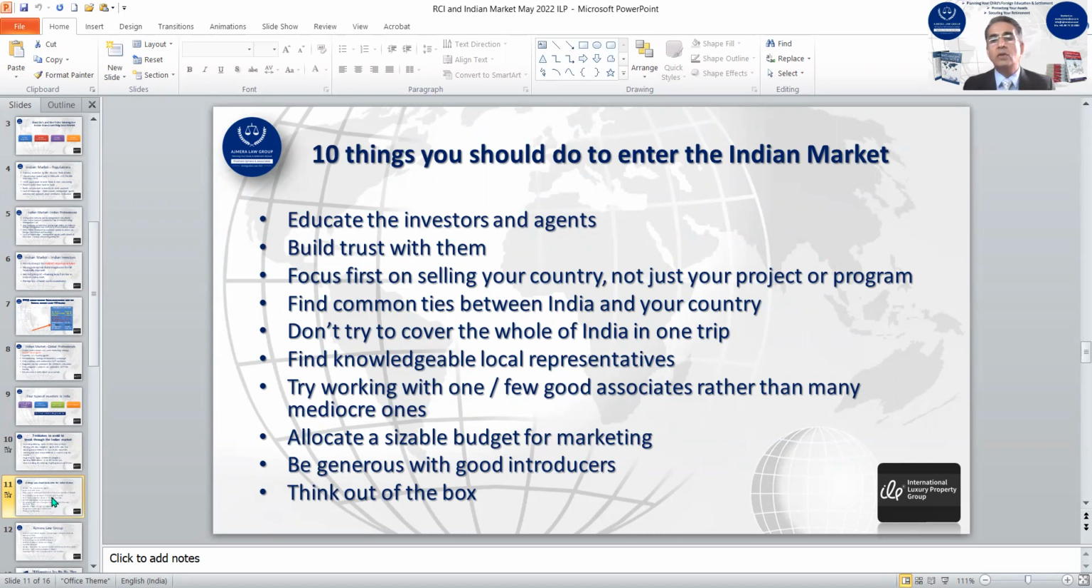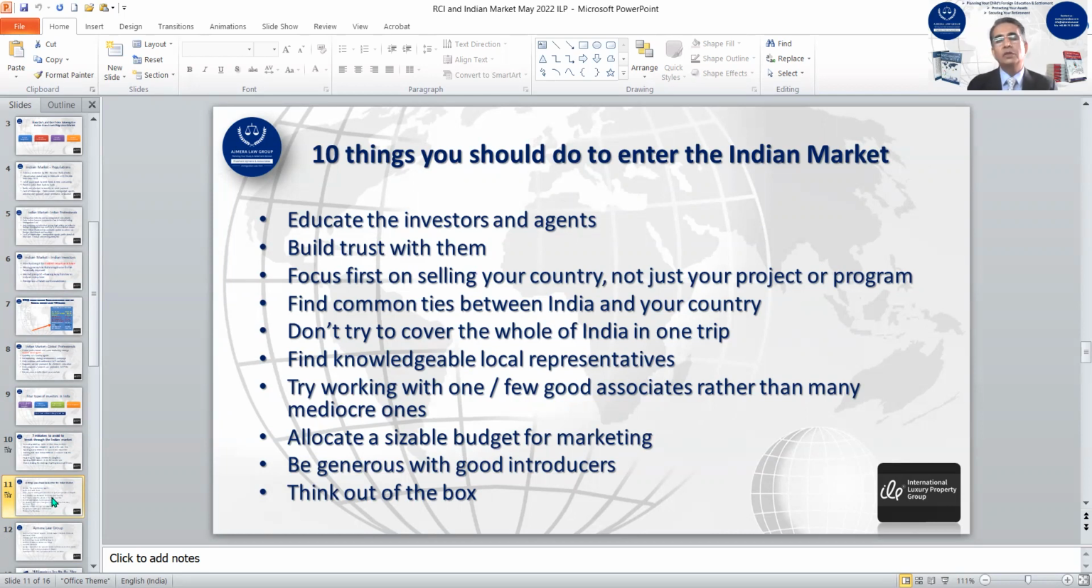Focus first on selling your country, not your project or a program. If you want to be in India for a long time, then gain a trust that you are the person who is trustworthy, whom they can give their hard-earned money to get the residency and citizenship for their families or for the children. Find common ties between India and your country.